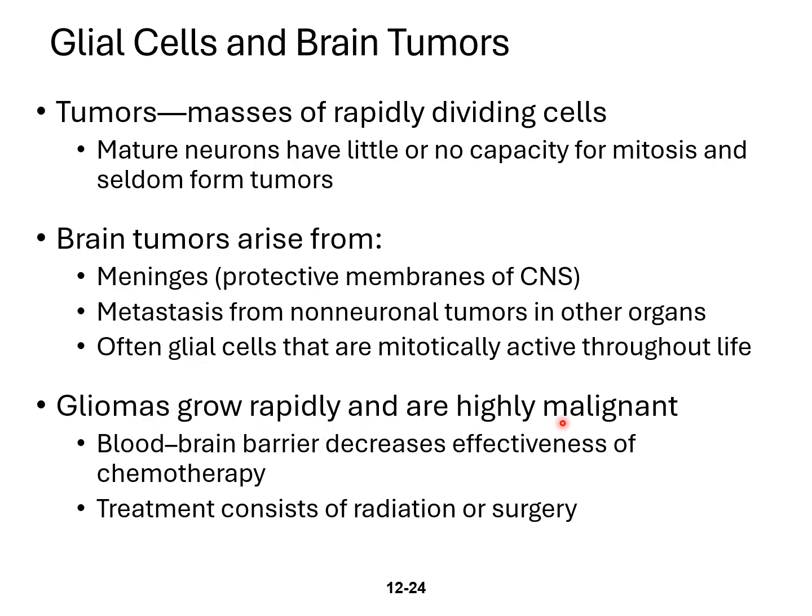These grow rapidly and are highly malignant. The blood-brain barrier decreases the effectiveness of chemotherapy, because chemotherapy drugs are very large, so they can't pass the blood-brain barrier. So with gliomas, you most likely have to have radiation, or surgery and then radiation.